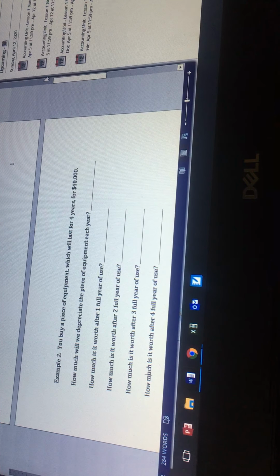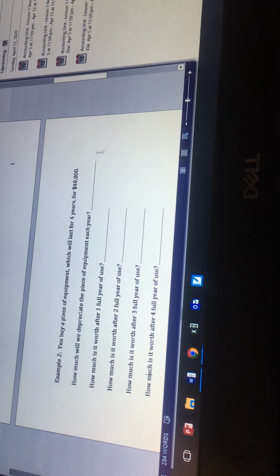You buy a piece of equipment that will last for 4 years and it costs you $40,000. So we're going to take the $40,000 and divide it by 4, and that's going to give you $10,000 a year. So each year we're going to depreciate the value of that equipment by $10,000. So each year it will be lowered in value by $10,000.